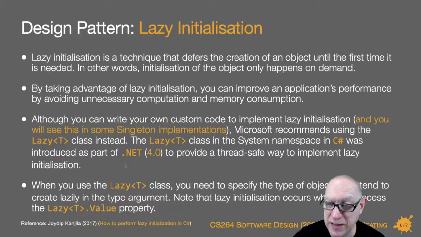When you use the Lazy T class, you need to specify the type of object you intend to create lazily in the type argument. Lazy initialization occurs when you access the Lazy T dot Value property. All this does is act as a wrapper, essentially, around the existing objects that tells us, let's initialize those in a lazy way.